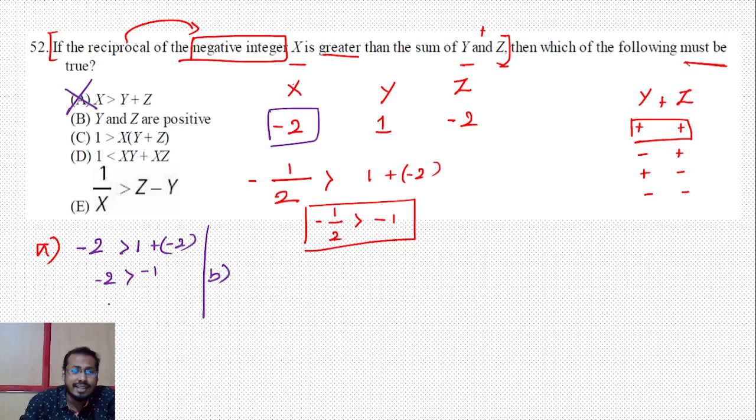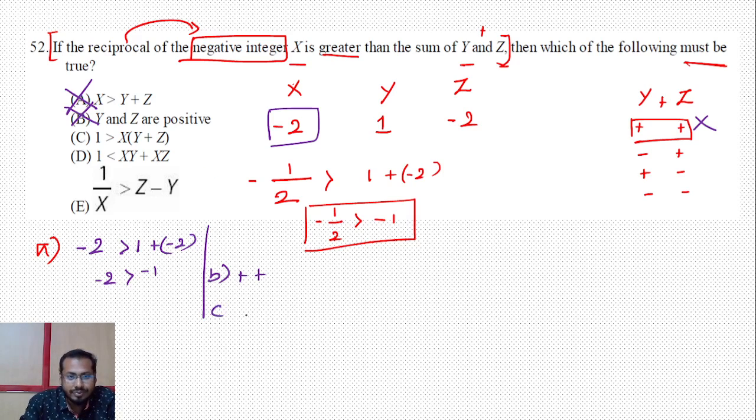Option B, y, I will write here. Option B, y and z are positive values. So both are positive, we will never get the answer. Already I told you that. So y and z are never a positive value, because x is a negative value. So the sum of y and z, definitely it will be more than x, right?